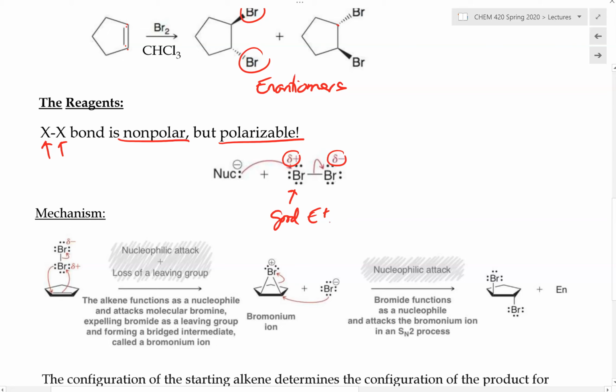So if we have something that can serve as a nucleophile, in this reaction that would be the alkene. The alkene can serve as the nucleophile and come in and attack the electrophilic bromine, one of these bromines right here. So that's what happens in the course of the chemical reaction.